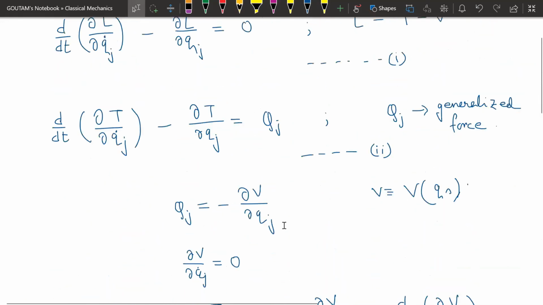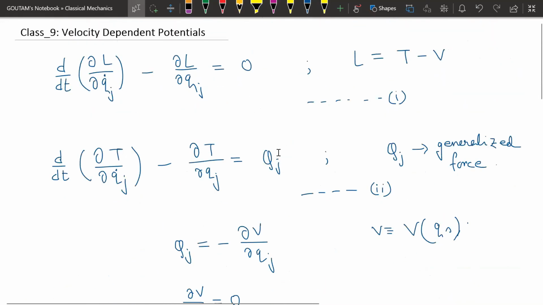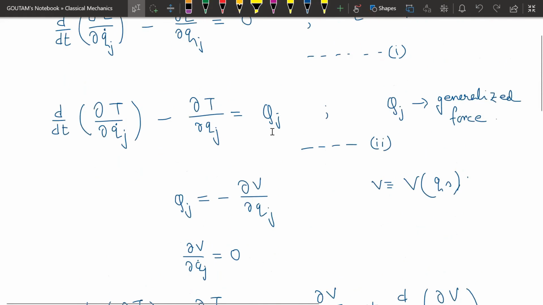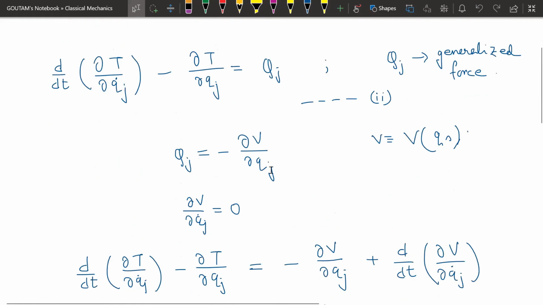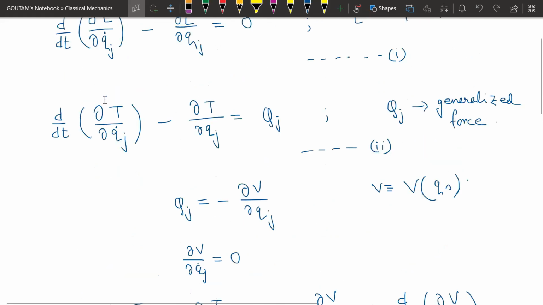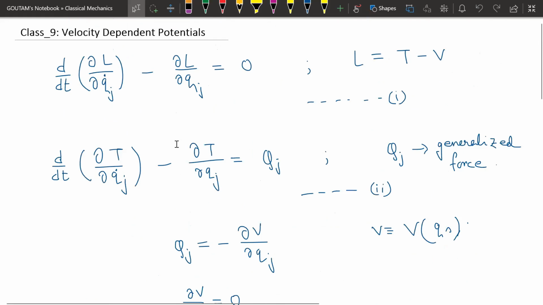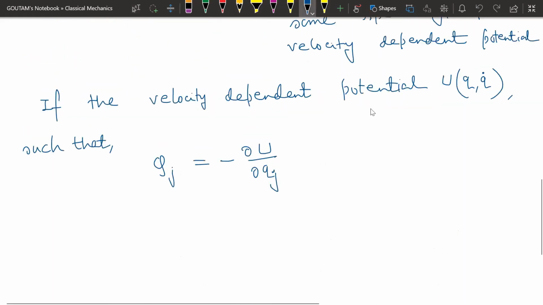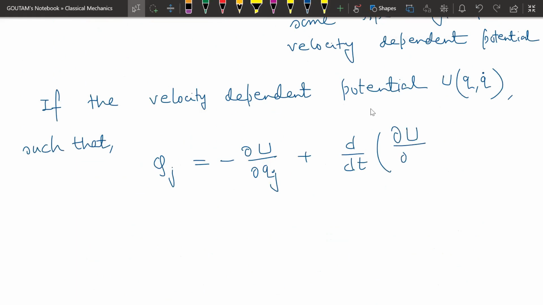Here what we want is that the velocity dependent potential U is such that when the generalized force is derived from U, one part can be written like this term, and there will be another part which will go with this term and gives the Lagrangian T minus U. So it's like plus d/dt of ∂U/∂q̇_j.